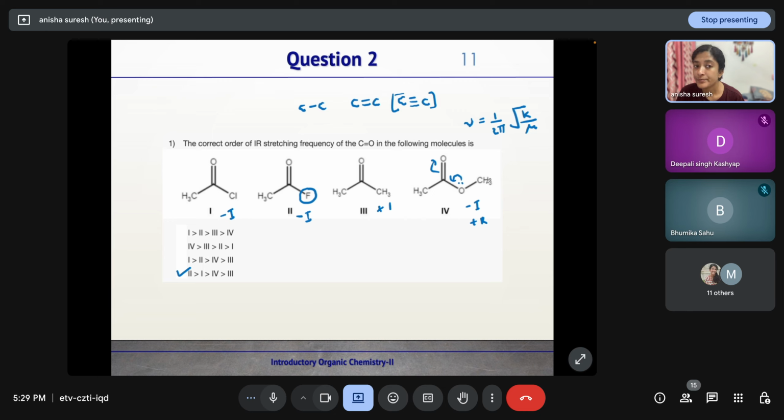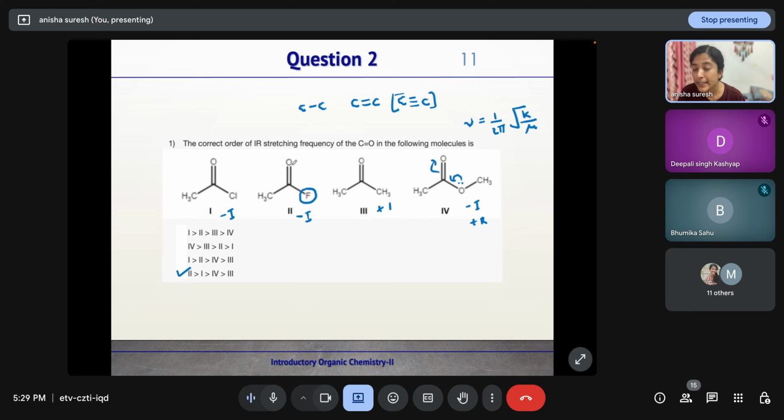Ma'am, why does the minus I effect make the CO bond shorter? Like the electron density will be pushed towards this atom, so because of that, that bond will become shorter. Okay.